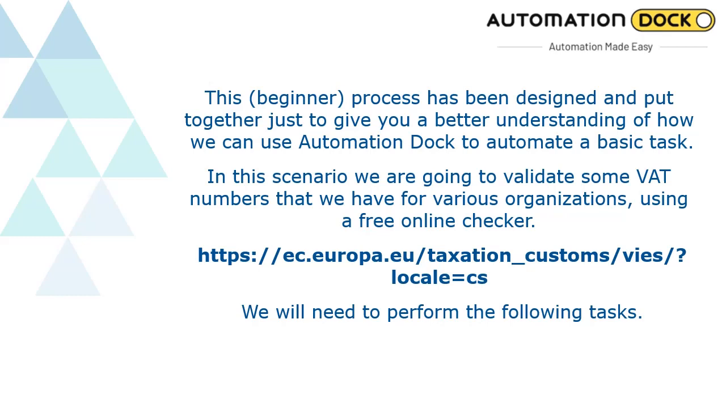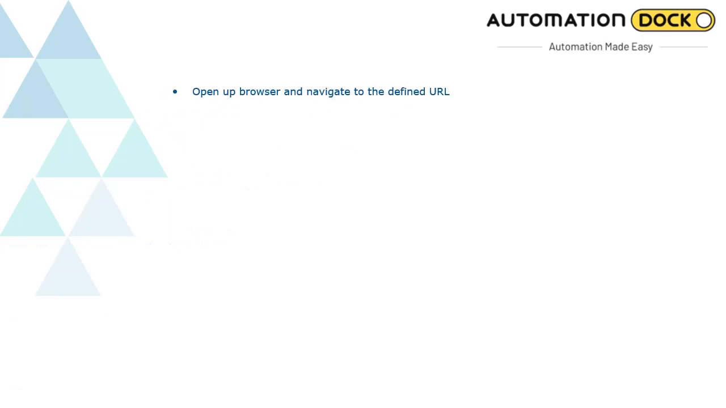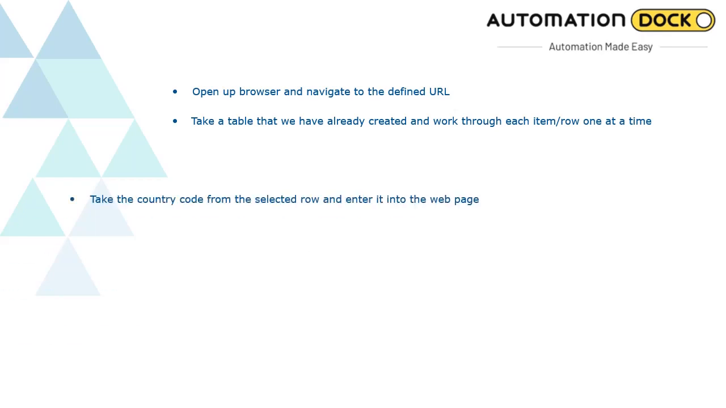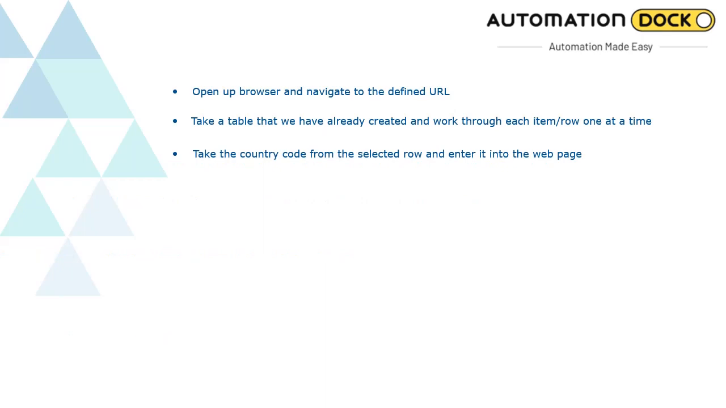In this scenario, we're going to validate some VAT numbers that we have for various organizations using a free online checker. We will need to perform the following tasks. Open up the browser and navigate to the defined URL. Take a table that we've already created and work through each item one at a time. Then take the country code from the selected row and enter it into the web page. Then take the corresponding VAT code from the table and enter this into the web page form.